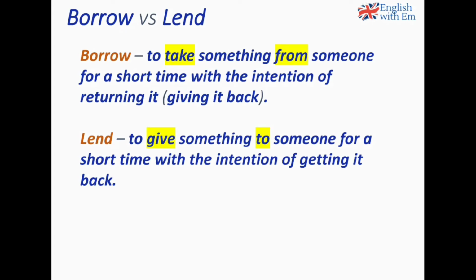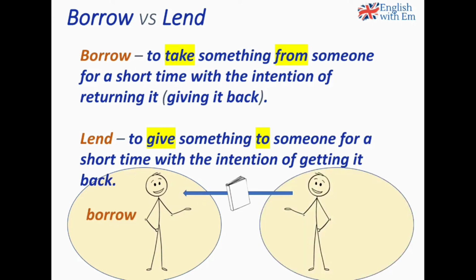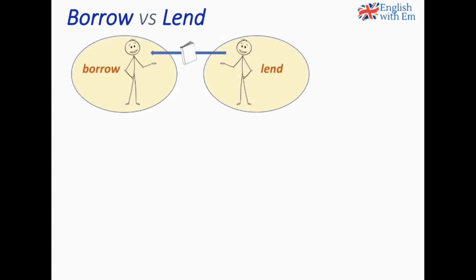Let's clarify this with an illustration. So look at the scenario here. This person is borrowing the book, and this person is lending the book. So we borrow from someone and we lend to someone. Now, let's look at an example.